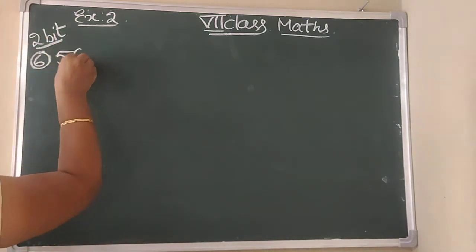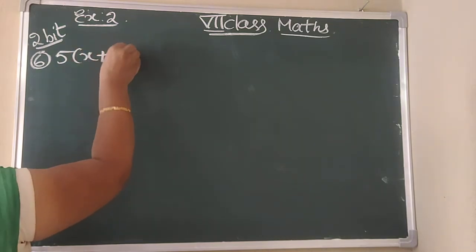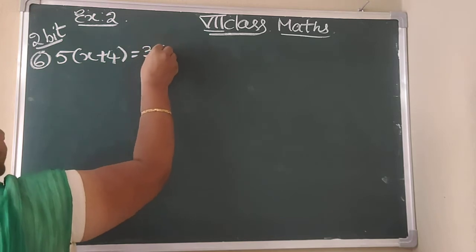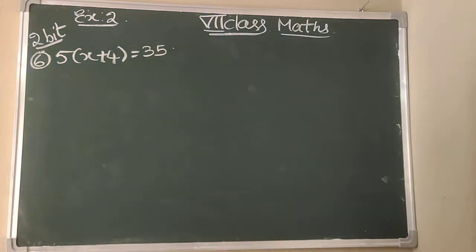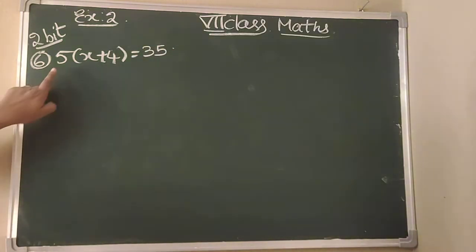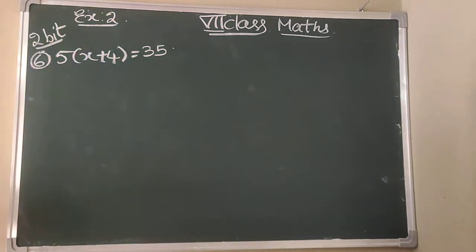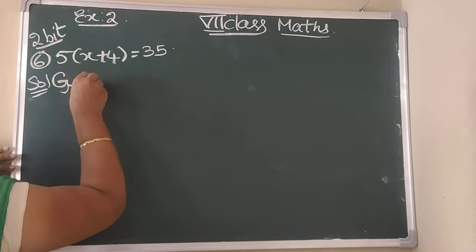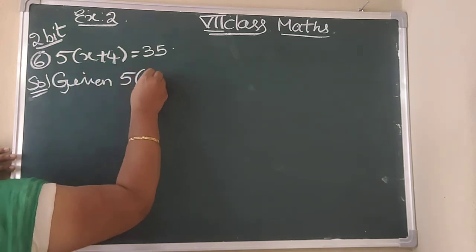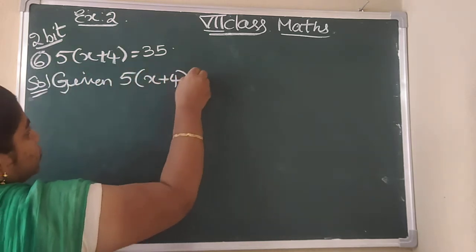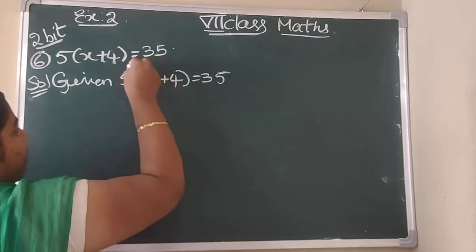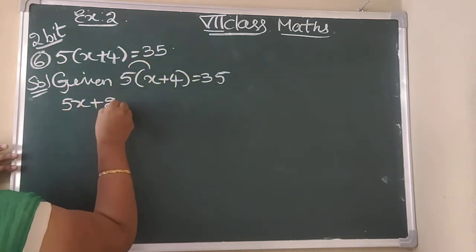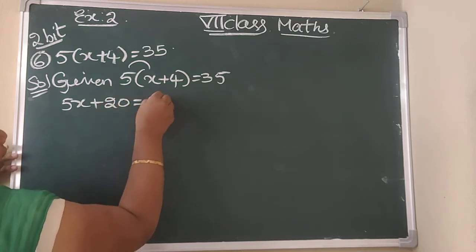5 into (x plus 4) is equal to 35. Okay, so we have to find the x value. This 5 you have to multiply with each and every term here. Given 5 into (x plus 4) is equal to 35. 5 into x is how much? 5x plus 5 fours is 20, equals 35.